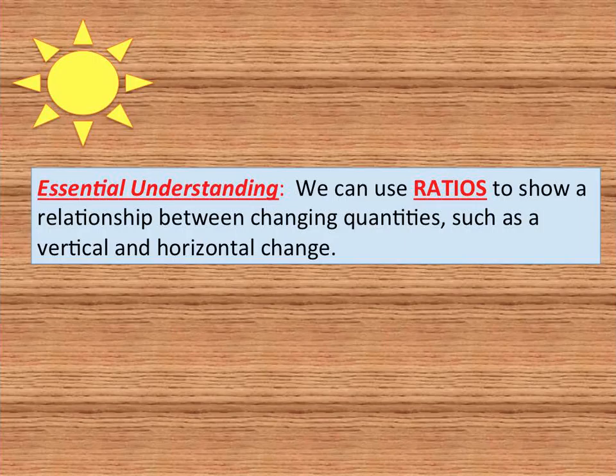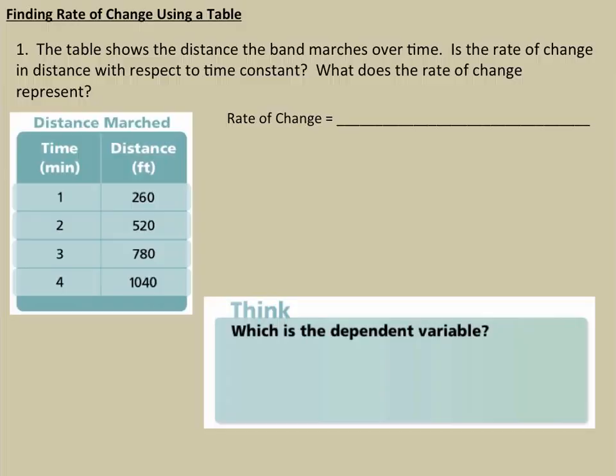So what we see is that we can use ratios to show a relationship between changing quantities such as vertical and horizontal change. So when I look at a graph, how much does the graph go up or down compared to how much it changes side to side? And I'll use a ratio to explain that.